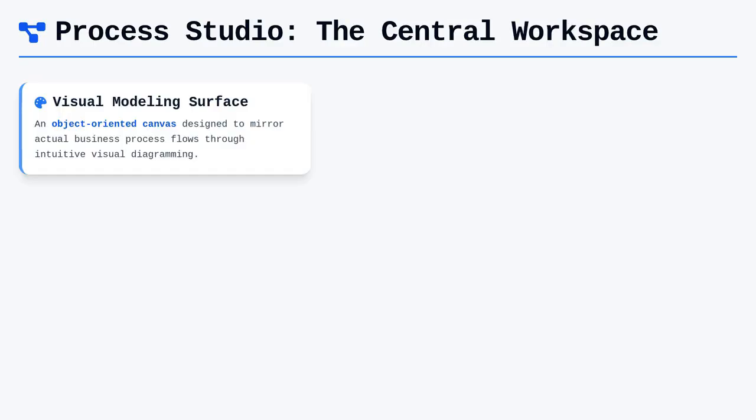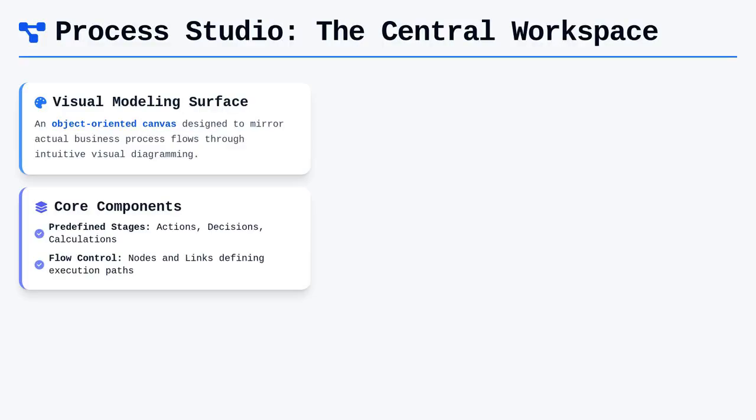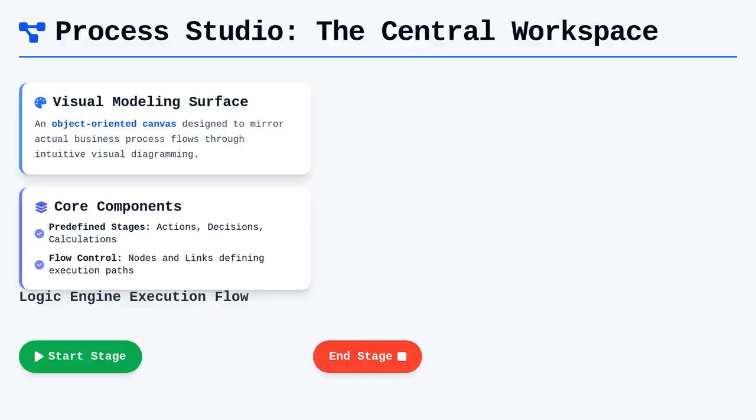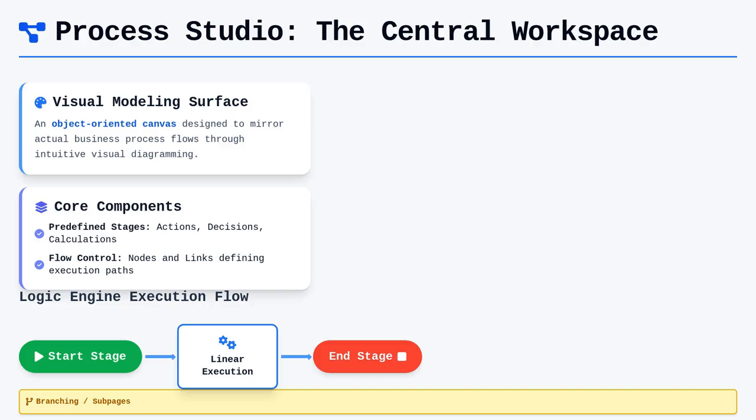At its most fundamental level, the workspace is an object-oriented modeling surface where you drag and drop predefined stages, such as actions, decisions, and calculations, onto the canvas. Crucially, the order of these stages matters significantly because the Blue Prism logic engine executes steps linearly unless redirected by branching logic or subpage calls.